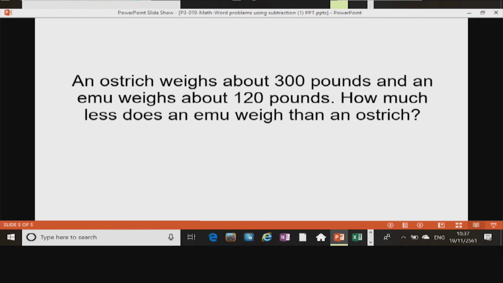So if we have 300 and we take away 120, 180. Excellent. An emu weighs 180 pounds less than an ostrich. Ostrich is very big. Emu is littler, smaller. Okay? Very well done, guys. Round of applause.